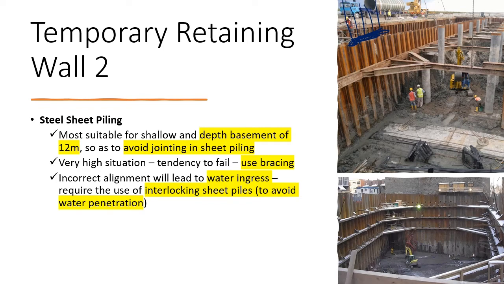For very high situation where tendency to fail, it is needed to use bracing. Any incorrect alignment will lead to water ingress. It is required the use of interlocking sheet pile untuk avoid water penetration. Sebab kita tak nak air daripada tanah tu masuk ke dalam our basement masa tengah construction.